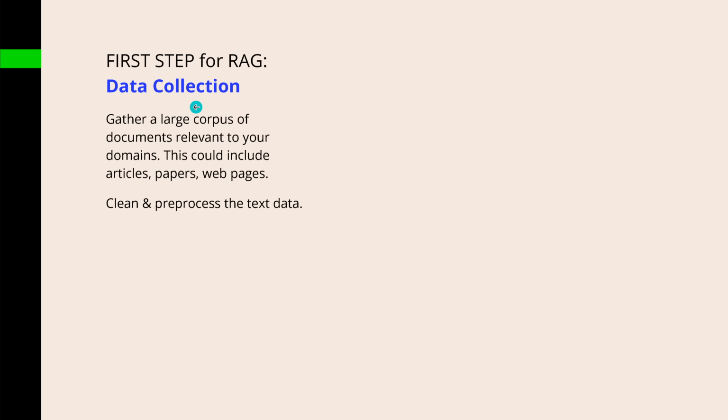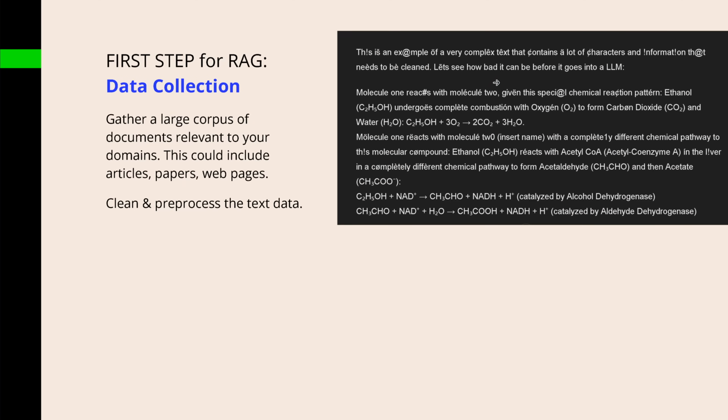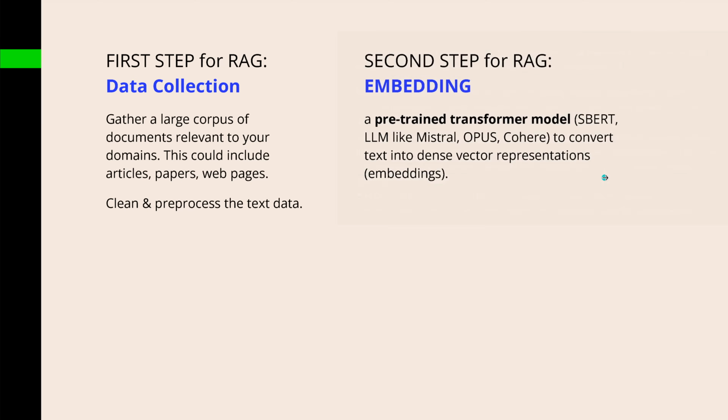You have a large corpus of documents, of text that is relevant to what you want to achieve: papers, articles, web pages. You copy the internet, respecting all the intellectual property rights, and then you clean and pre-process the text data. You ask, why do you have to clean the data? Well, maybe your OCR brings back some problems in the text, so you have data collection and a pre-processing of the text data.